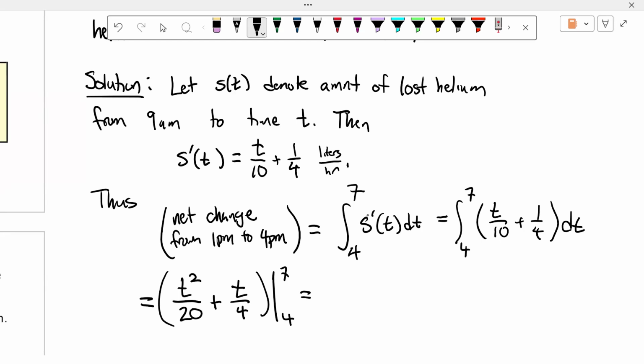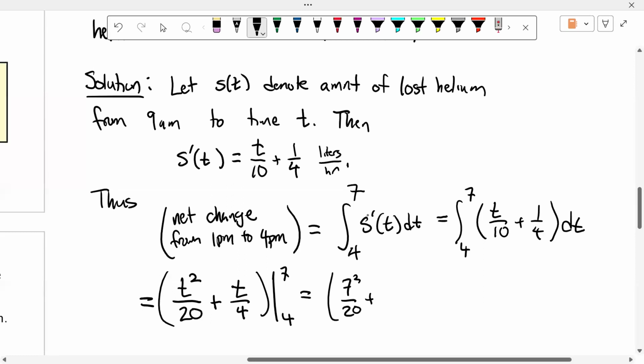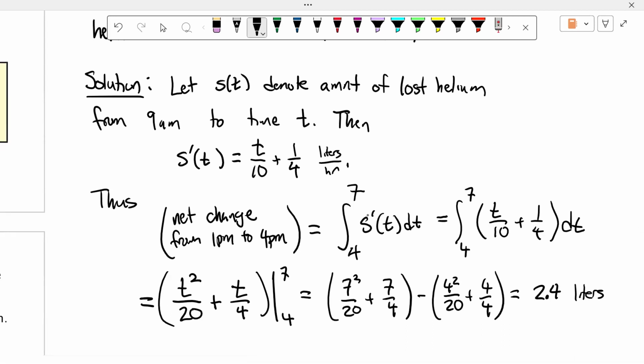Right, right. And so now I'll plug in, I'll get this 7 squared over 20 plus 7 over 4, minus 4 squared over 20 plus 4 over 4. And now I compute 2.4 here, 2.4 liters. That's how much is leaking out now. That balloon is not going to stay up in the stratosphere forever. Definitely not. Okay. So that's the idea behind net change.